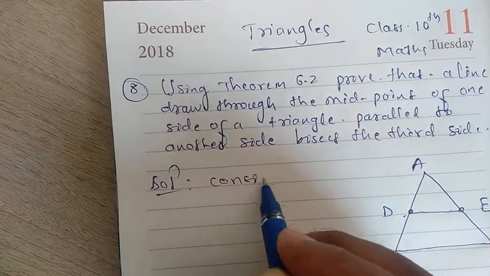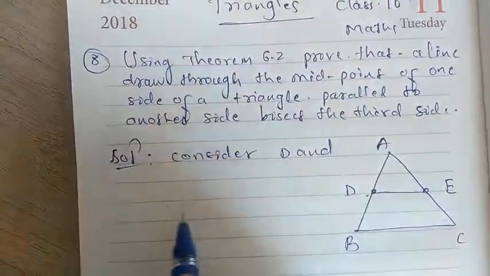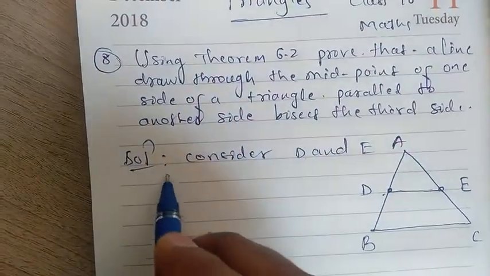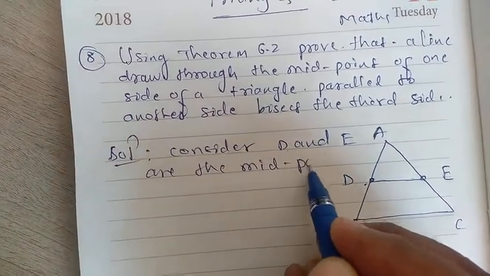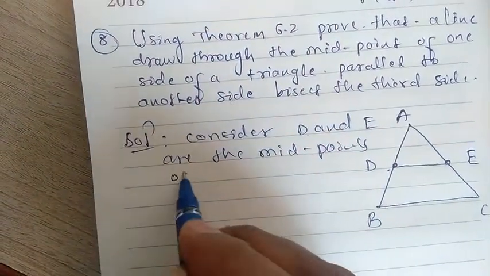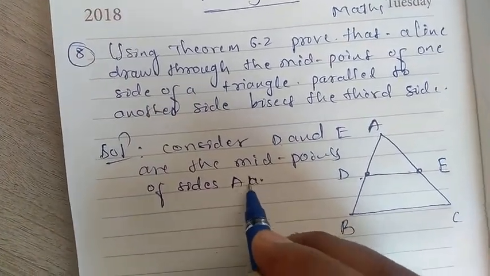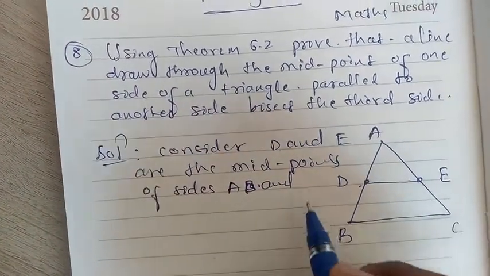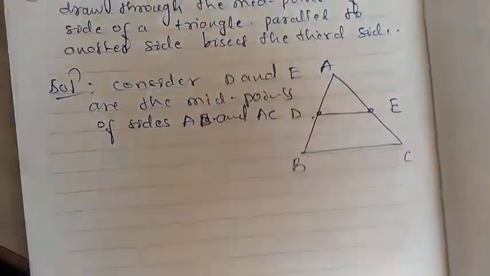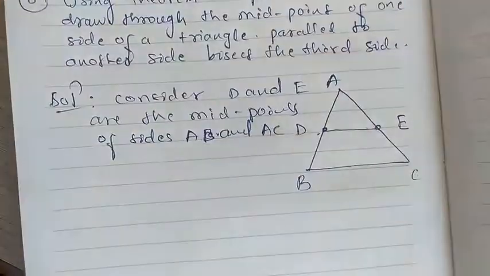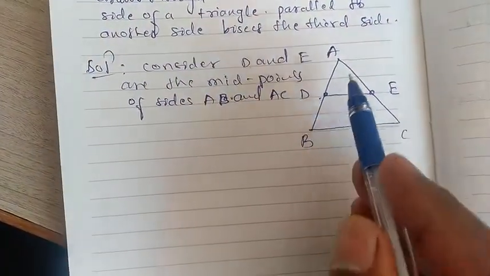Consider, see what they have given. Consider D and E are the midpoints of sides AB and AC. Correct. D is the midpoint of AB and E is the midpoint of AC. Yes, D is the midpoint of AB.